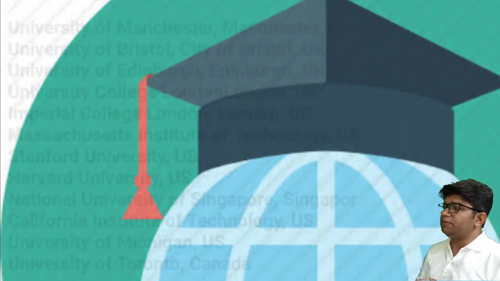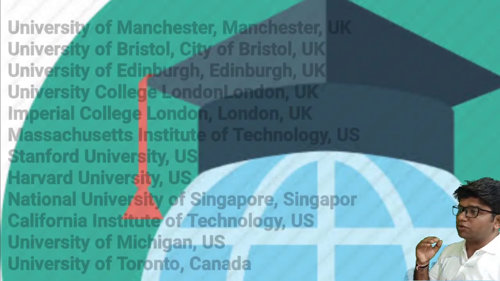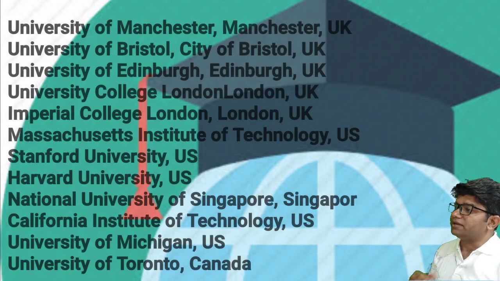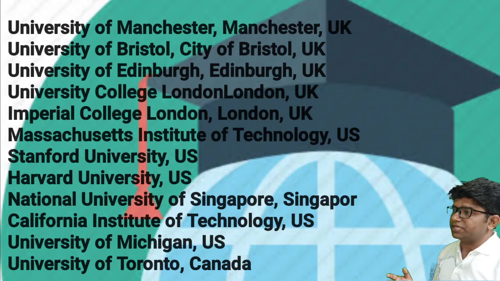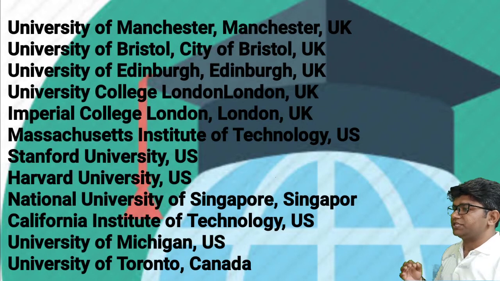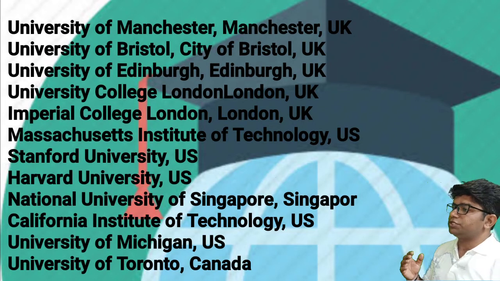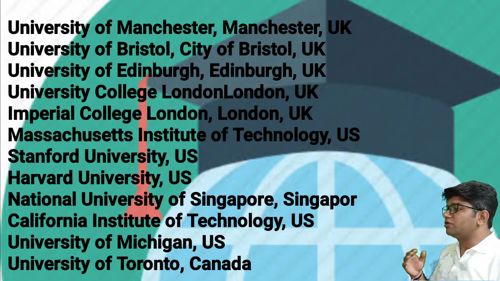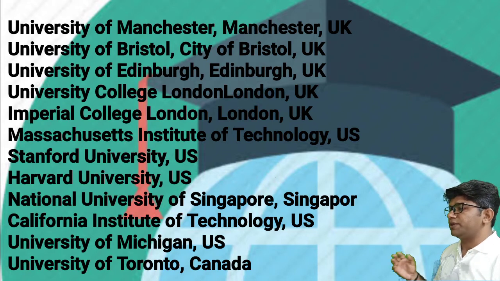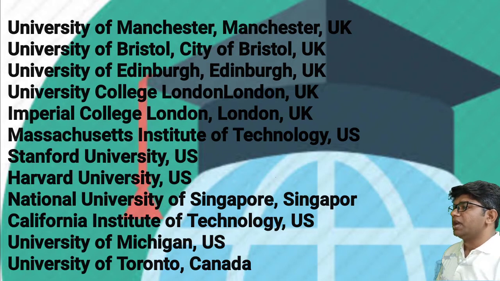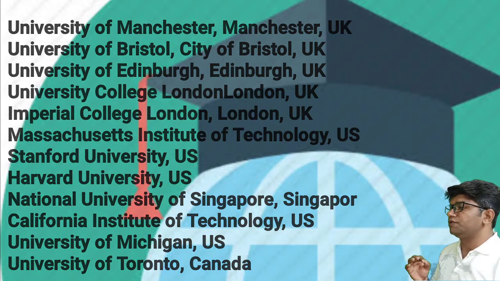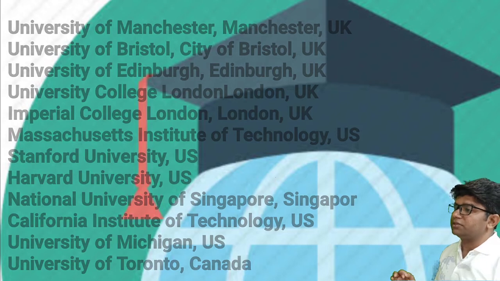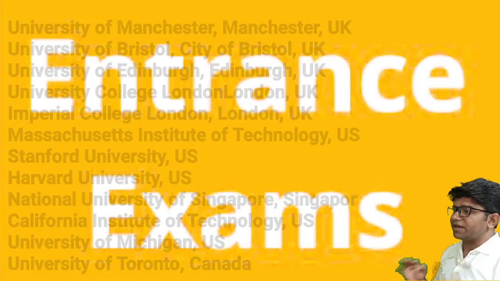Now we will go through the list of top colleges across the world which give a degree in electrical and electronics engineering. The first is the University of Manchester, United Kingdom. University of Bristol, University of Edinburgh, University College London, Imperial College London, Massachusetts Institute of Technology, United States, Stanford University, United States, Harvard University, United States, National University of Singapore, California Institute of Technology, University of Michigan, University of Toronto in Canada.